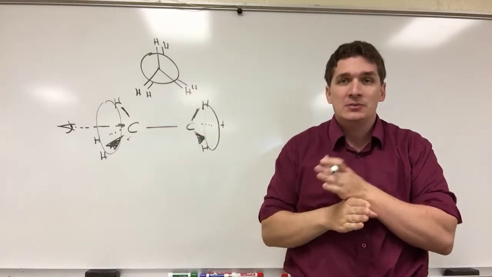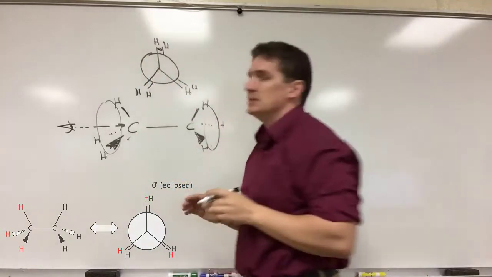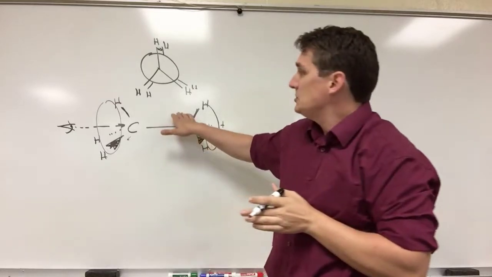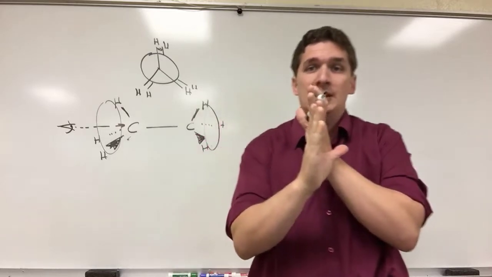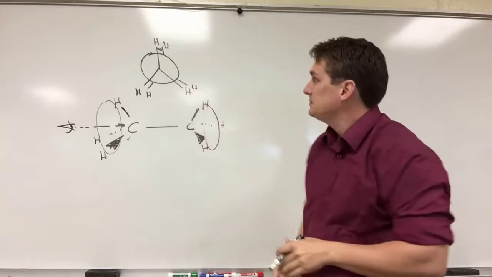The dihedral angle, or the torsional angle, represents the angle between these two hydrogens. Now we're representing them kind of off-centered, so this way it's easier to see. But as drawn, this would be a 0-degree dihedral angle, or torsional angle, meaning that the hydrogen and hydrogen are on top of each other. We would call this an eclipsed conformation.